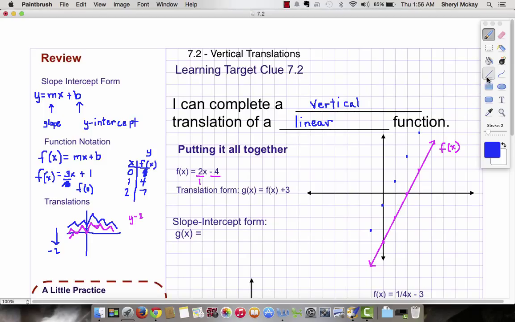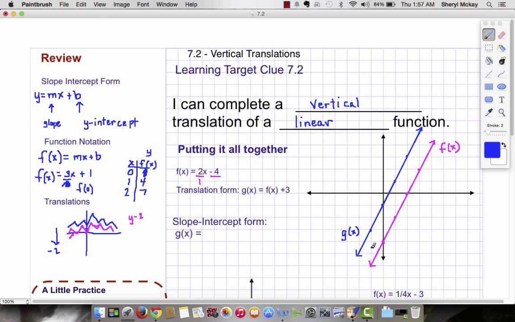And one of the things that we know about translations is that every point on the image is the same distance away from every point on the pre-image. So that means the corresponding points of the pre-image. So that means that f of x and g of x, when I measure this distance between this point and this point and this point and this point, they're all going to be the same. It's the exact same difference. So these two lines are what? They're parallel. That's right.